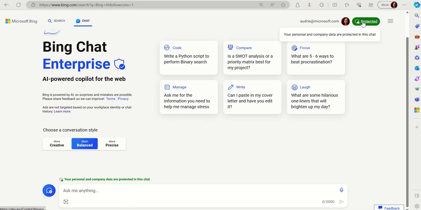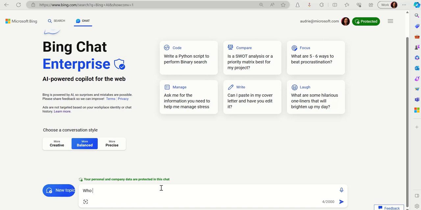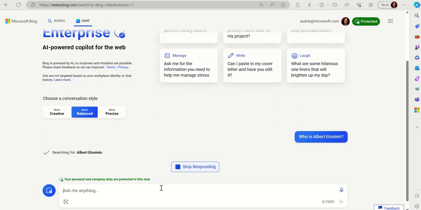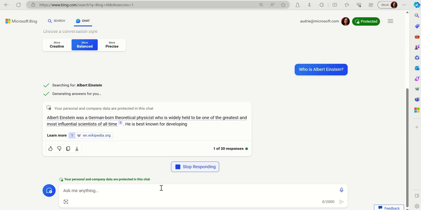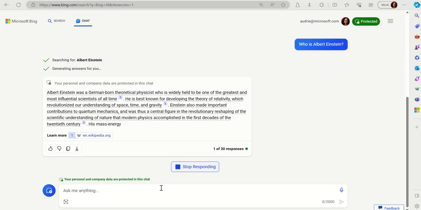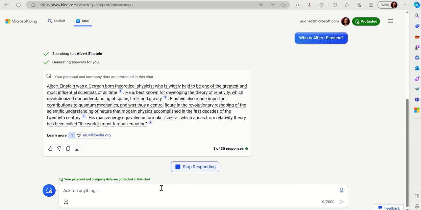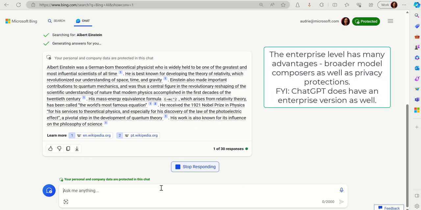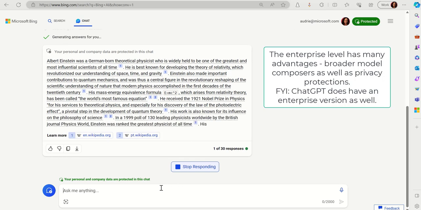And here I'm in a protected environment. This is the enterprise version of Azure OpenAI. So, who is Albert Einstein? Now you would expect this to be basically the same as ChatGPT, but it actually very often is going to give you more. I noticed this depends on what kind of response is coming back.